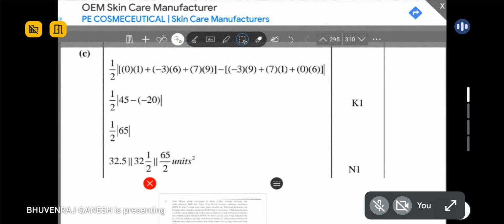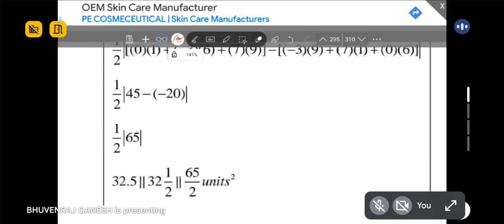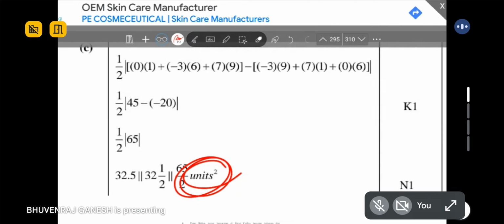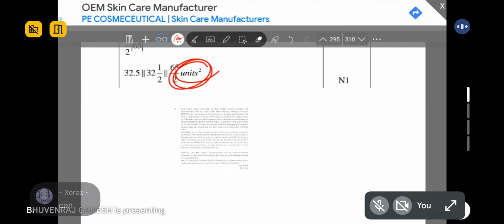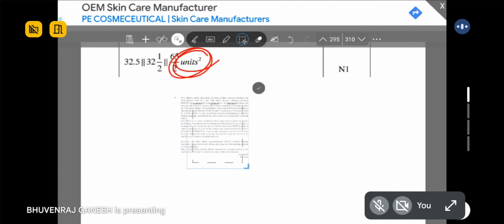Okay, so your final answer is 32.5 unit square. Make sure you put the unit, guys. Kena letak unit kuasa 2. Final answer. Okay, can, guys? Question 3. Are you clear? Soalan 3. Any problem? Okay, next one.